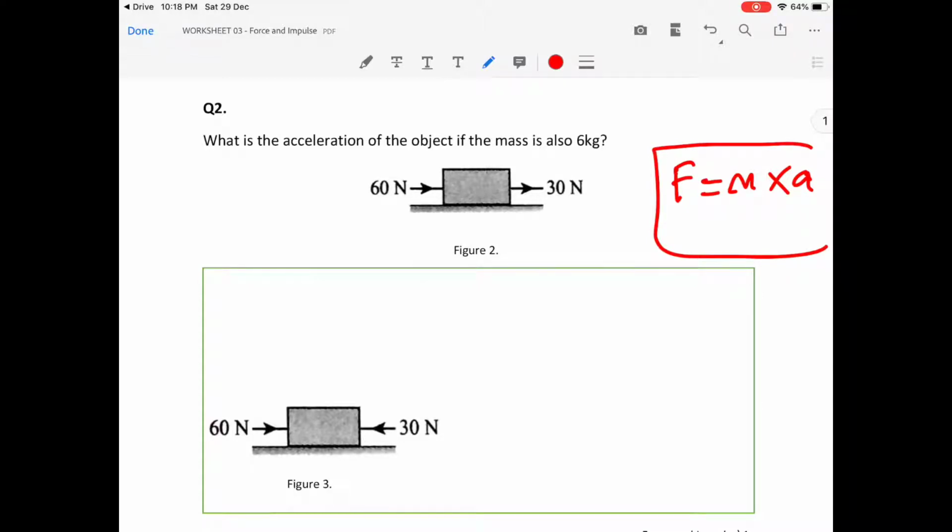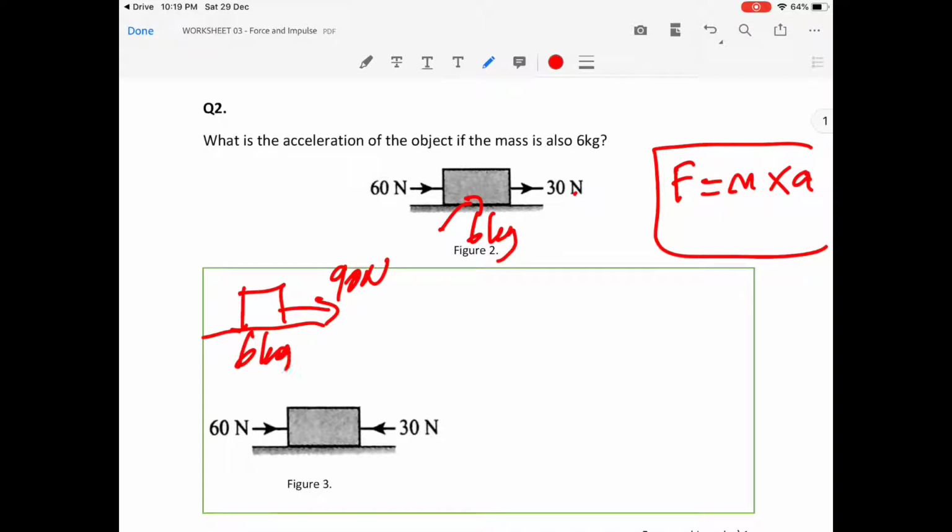This is a typical force question. It says there's a box and two forces act on it. Both of them are pulling it to the right, 30 newtons and 60 newtons. The question asks what's the acceleration of the object if the mass of this box is 6 kilograms. Force is a vector, meaning it has magnitude and direction, so you can add and subtract forces. Here, two forces are pulling in the same direction, so we add them up. We can combine both forces as one, 90 newtons to the right.